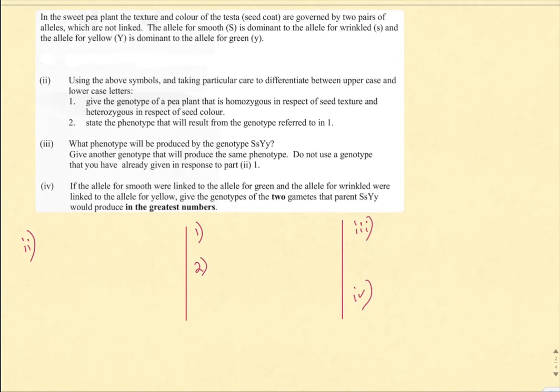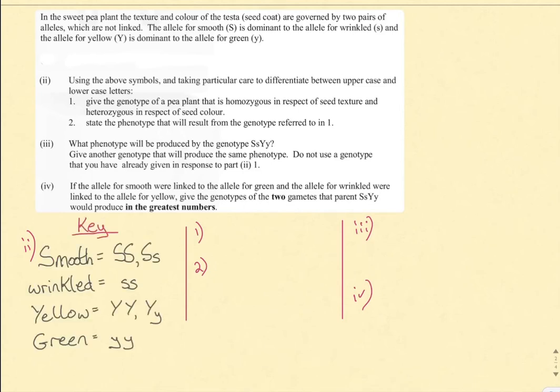We can see from the text that there are two characteristics. Therefore, this is a dihybrid cross. Before we start, a key is necessary. There is no mention of incomplete dominance, so we can assume that the dominant gene is expressed when heterozygous.